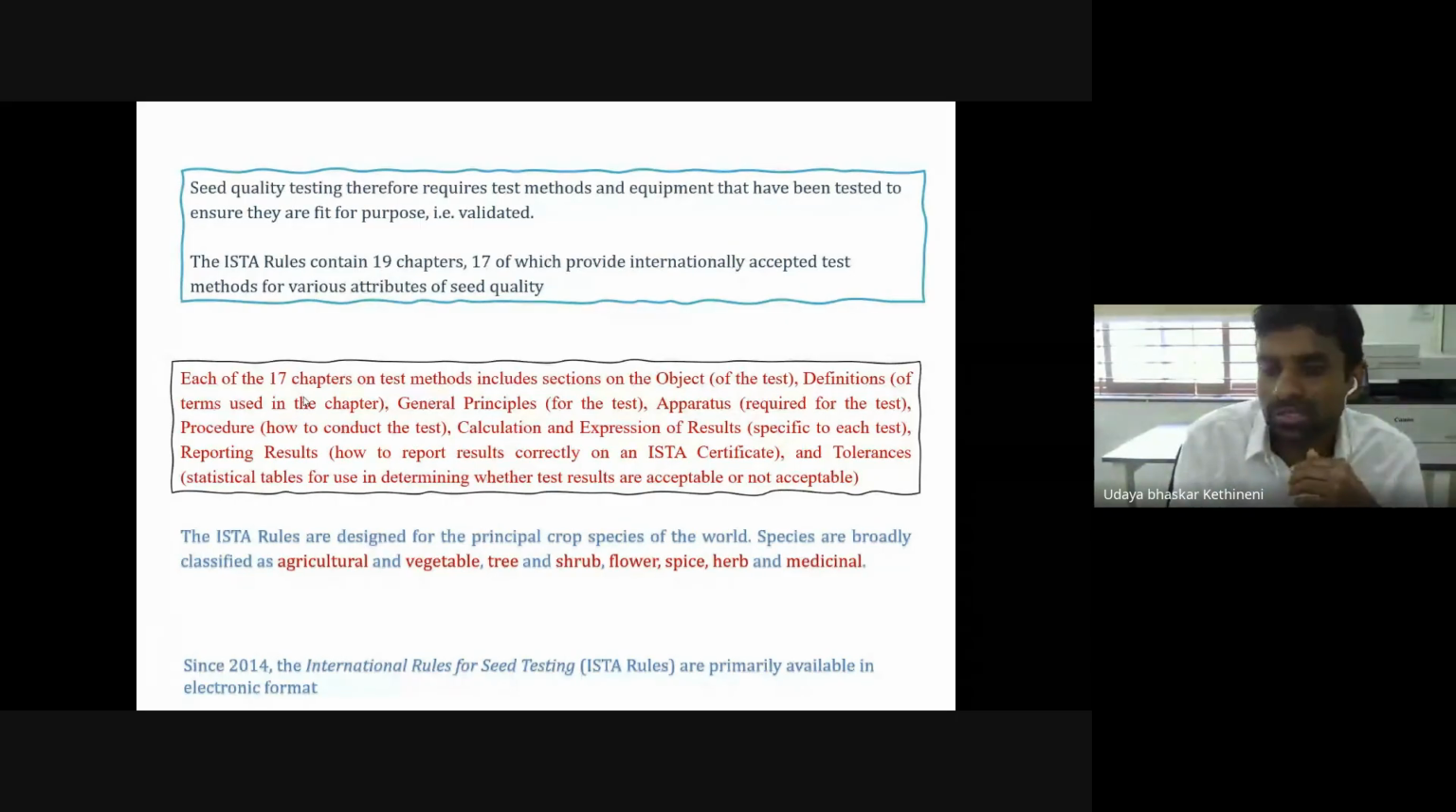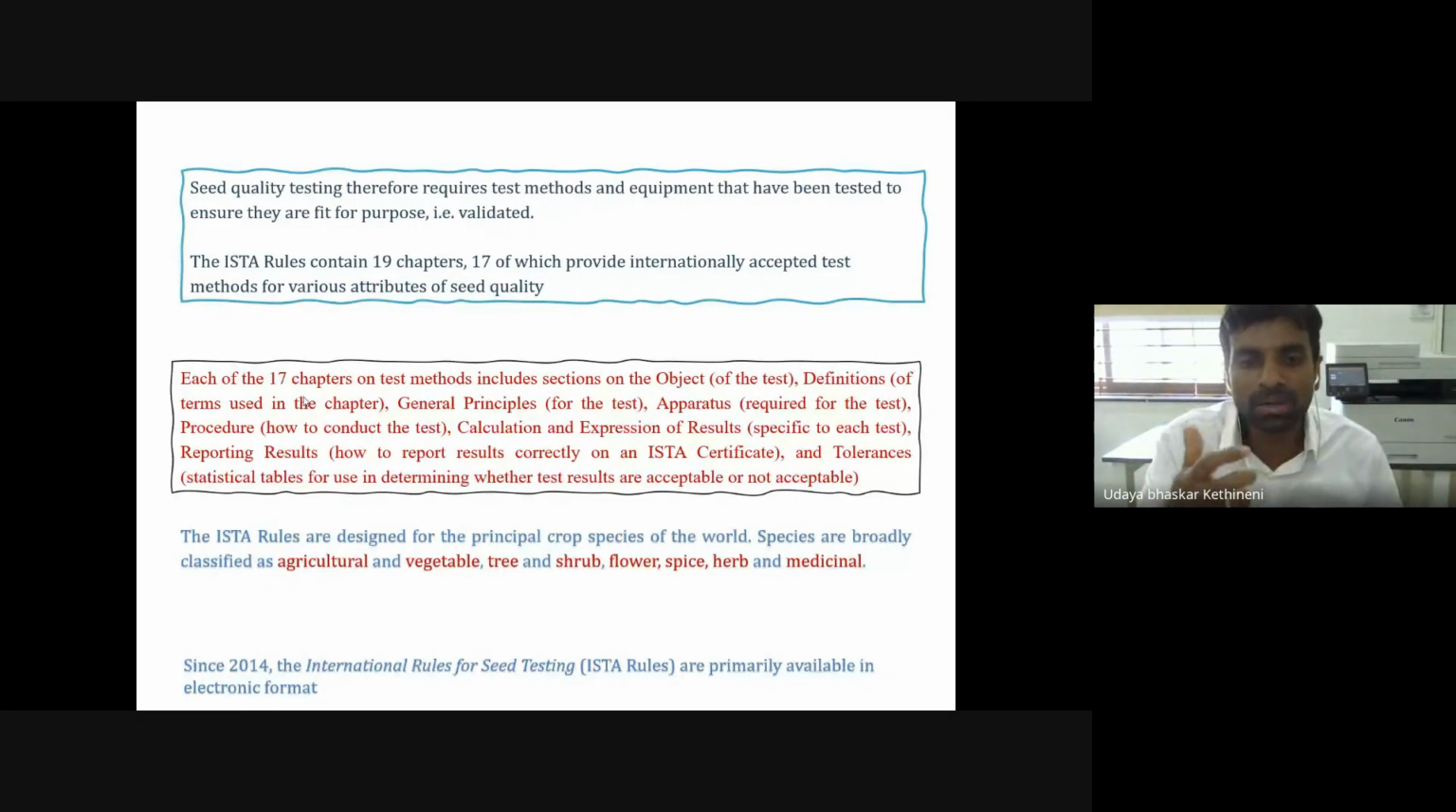What is the object of the germination test? To evaluate the germination percentage of that particular lot. Then come definitions: in germination, normal seedlings, abnormal seedlings, hard seeds, dead seeds, and fresh ungerminated seeds. Then the general principles: the basic things to follow for a particular test, the operators, the workflow, how to express results, and what tolerances are permitted. All these are described in that chapter.